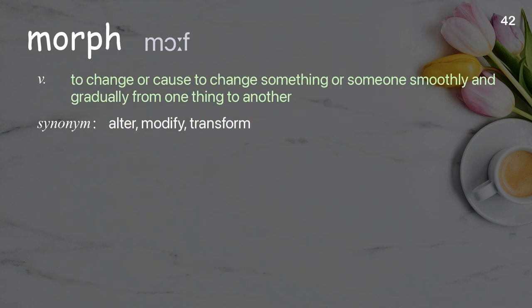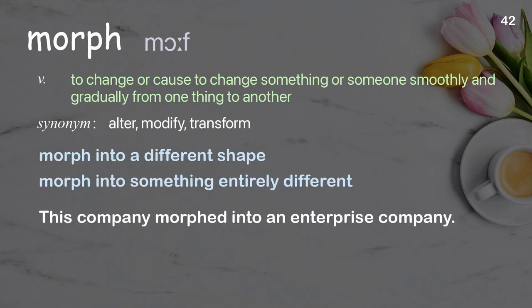Morph. To change or cause to change something or someone smoothly and gradually from one thing to another. Examples: morph into a different shape, morph into something entirely different. This company morphed into an enterprise company.